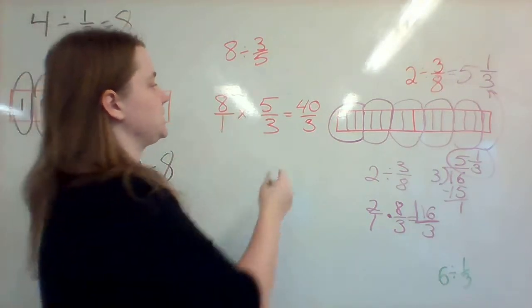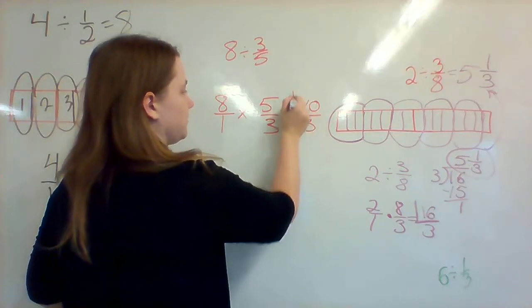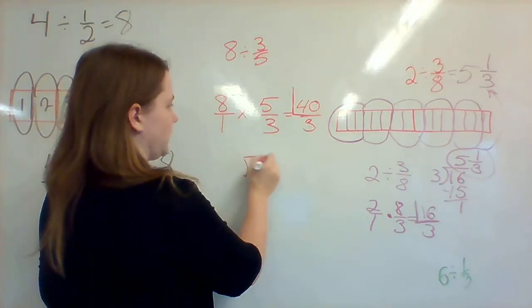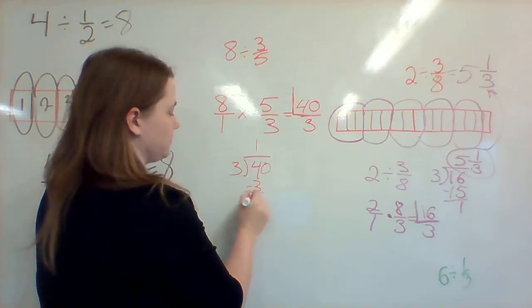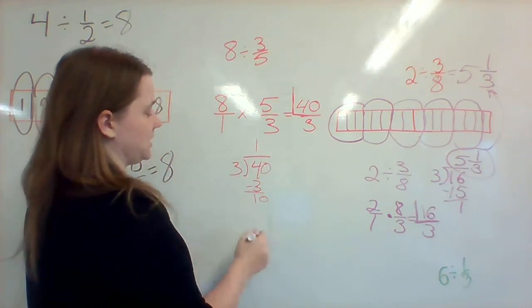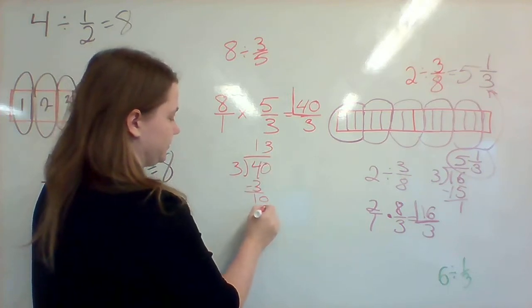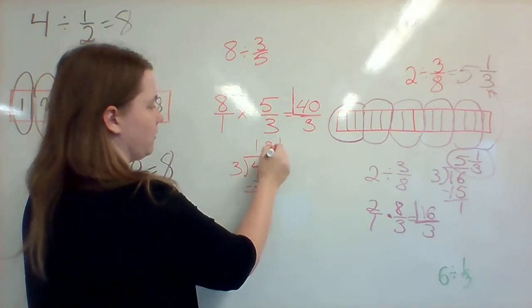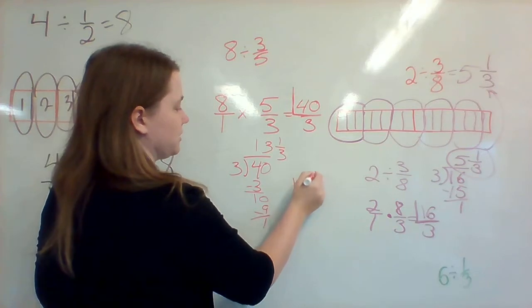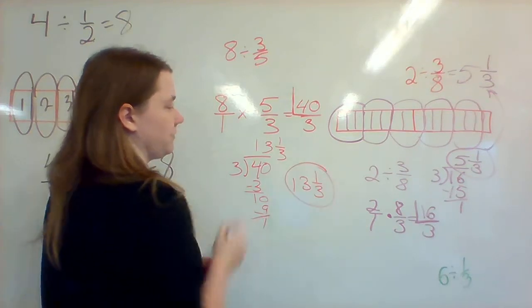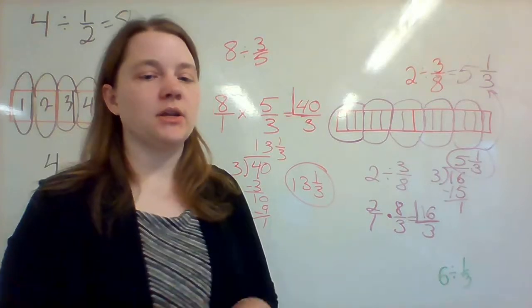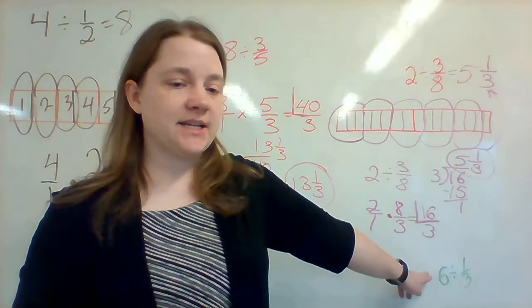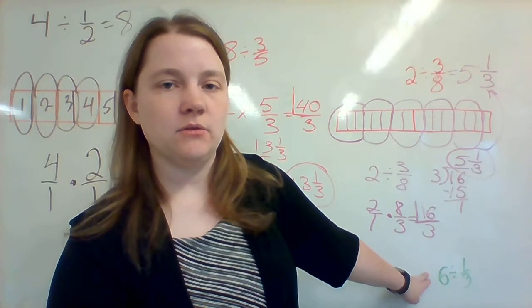Now I just need to adjust this answer, so I need to make it a mixed number. 3 goes into 40. 3 goes into 4 one time. 3 goes into 10 3 times. I'm left with 1. So my final answer is going to be 13 1/3. The question that you're going to be solving in the form is 6 divided by 1/3.